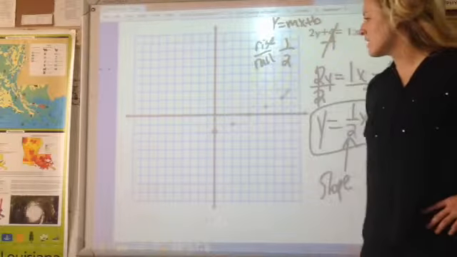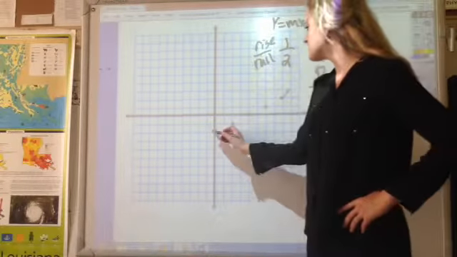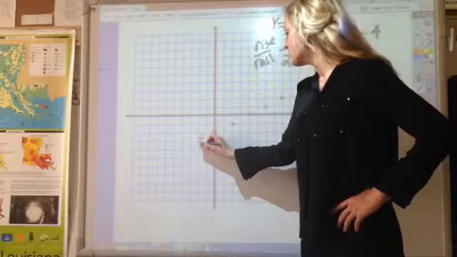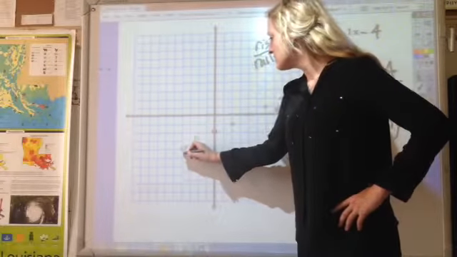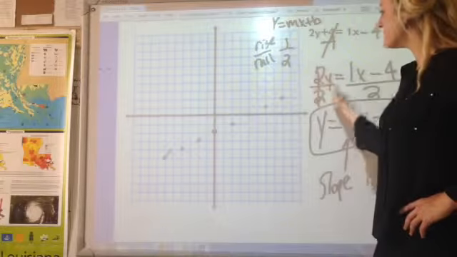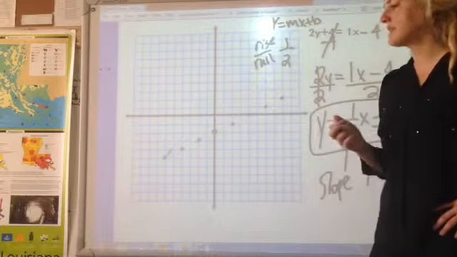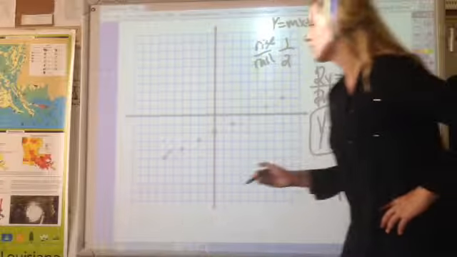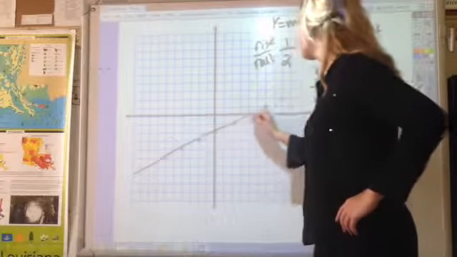If I want to extend on this side of the graph, I just do the opposite. Down 1 and left 2, down 1 and left 2, down 1 and left 2. Again, you'll see that this is making a completely straight line. If you are not getting a straight line when you graph these, you're doing something wrong. Go ahead and draw that.